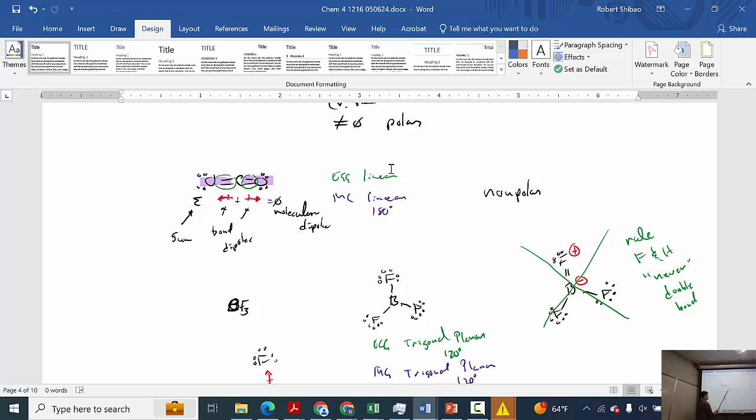However, the molecule itself is nonpolar because these are equal and opposite. If this oxygen is pulling to the right and this oxygen is pulling to the left, they both have the same strength, so there's going to be no net movement. It's going to be a tie. If it's a tie, the molecular dipole is 0. And so what we say here is that carbon dioxide is nonpolar.